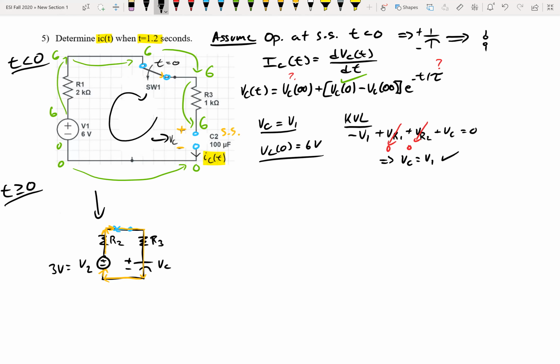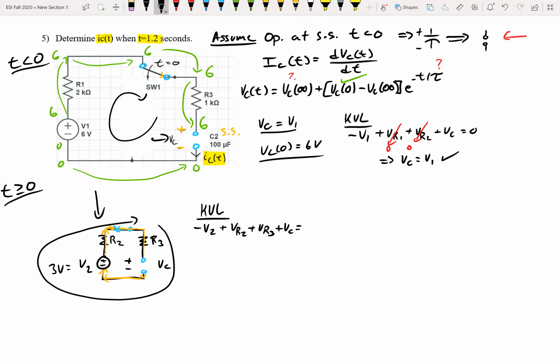So if we wanted to let this run for infinity, like we said before up here, if we let it run forever, that capacitor is going to clip itself out again. So I'll just go ahead and do that. And now we can do the same thing as before. We can do the KVL on that loop: minus V2 plus VR2 plus VR3 plus V of C is equal to 0. We know that these are going to go to 0. They're not absorbing anything. So therefore, V of 3 is equal to V of 2. So V of C at infinity is going to be equal to 3 volts.